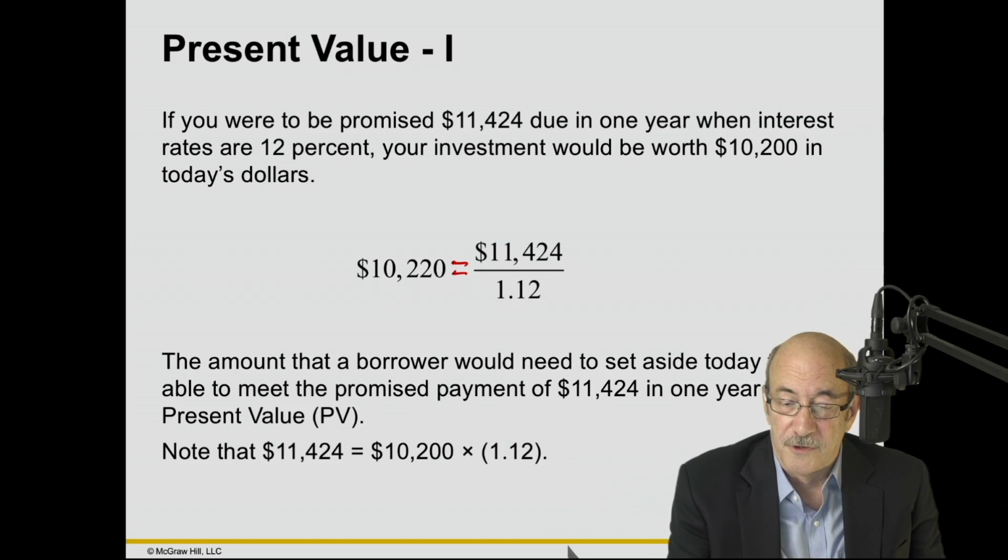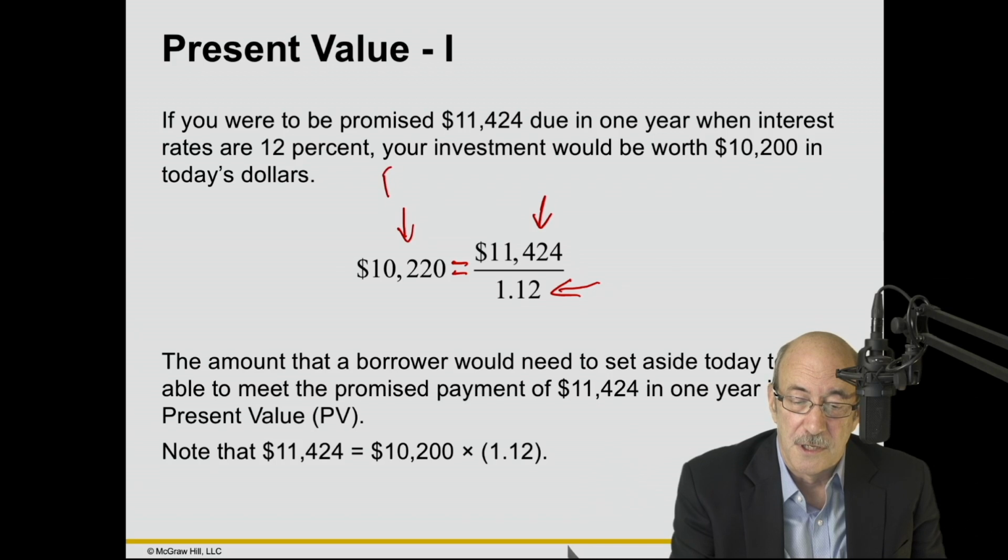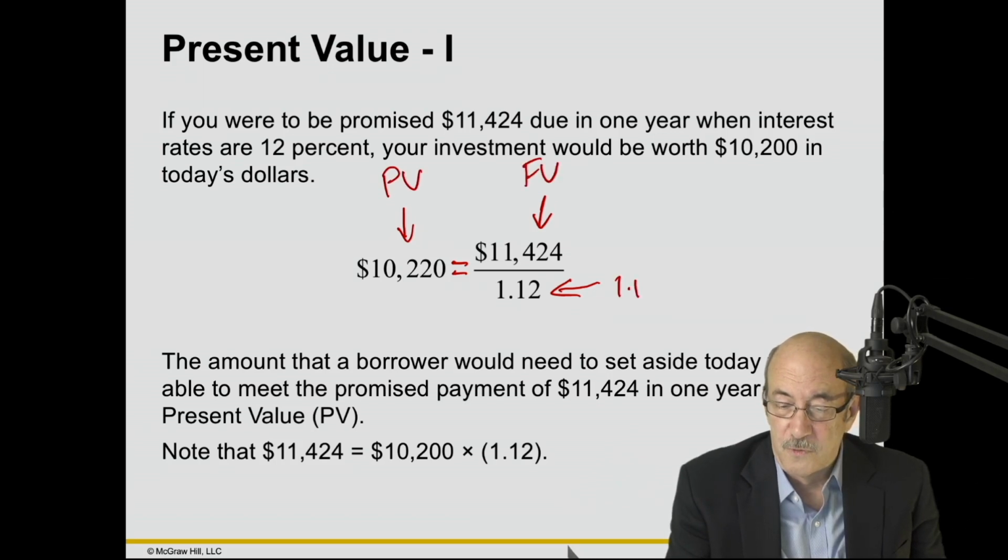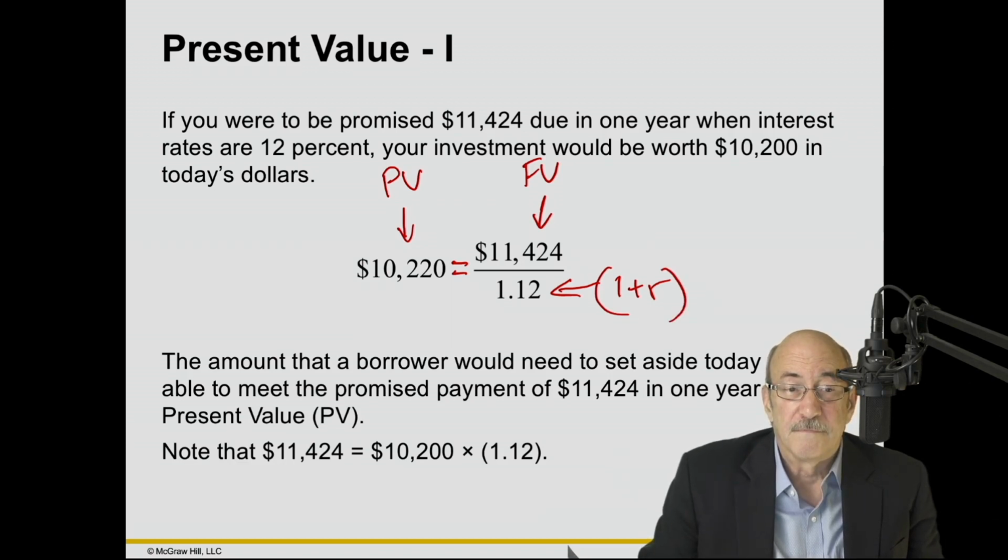You put that equal sign in there. All right, so this is the future value. This is 1 plus R. That is 1 plus R, 0.12. And then, of course, this would be the PV. So this is future value, and then this is 1 plus R. All right?